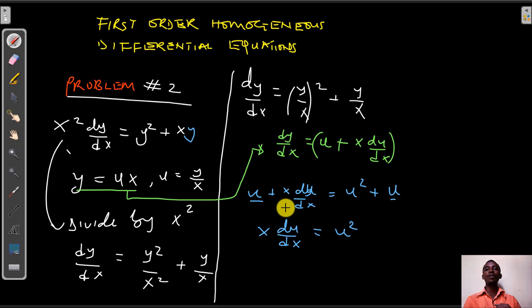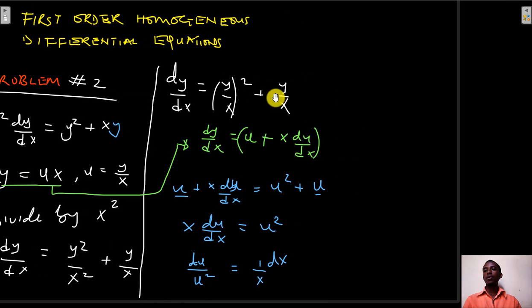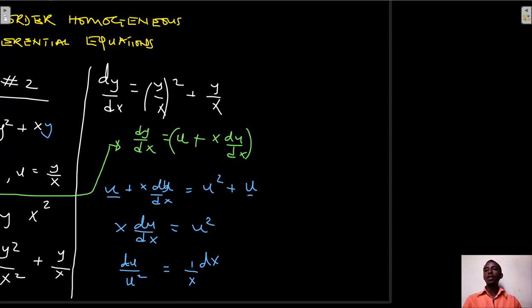Now you can see that this is a simpler equation that can be solved by separating variables, and that's the beauty of this method of substituting. It helps us to convert a rather complicated equation into an equation that we can solve by separating variables, or something that is exact. So let's separate variables here. We'll have du divided by u squared equals 1 over x times dx.